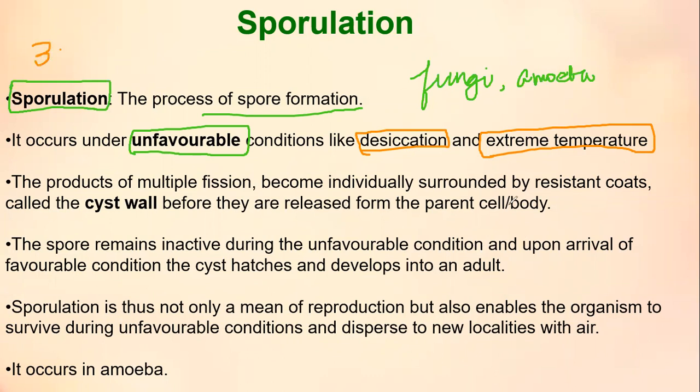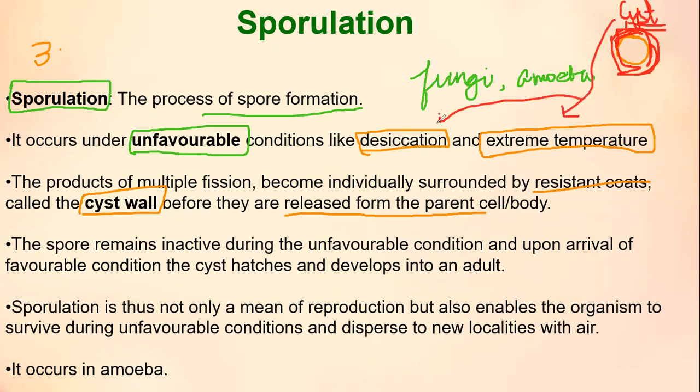The products of multiple fission become individually surrounded by a resistant covering called the cyst wall. Before they are released from the parent body, they are enclosed by a cyst. Suppose this is a product of multiple fission, it may be enclosed by a particular kind of cyst so as to protect it from the unfavorable conditions and desiccation. Clear? The spore remains inactive during the unfavorable condition, and upon the arrival of favorable conditions, the cyst hatches and develops into an adult. All these things you knew, right?